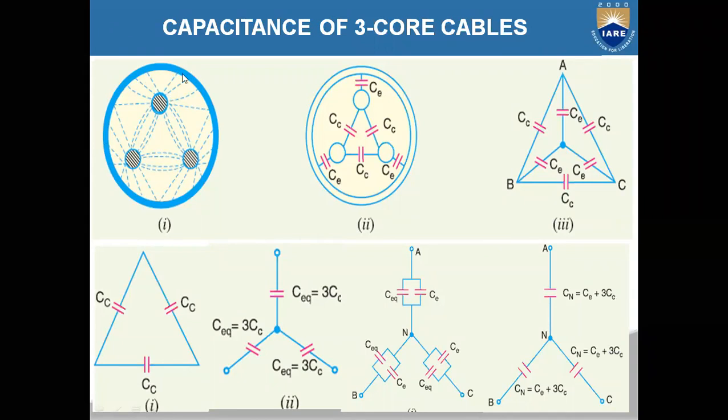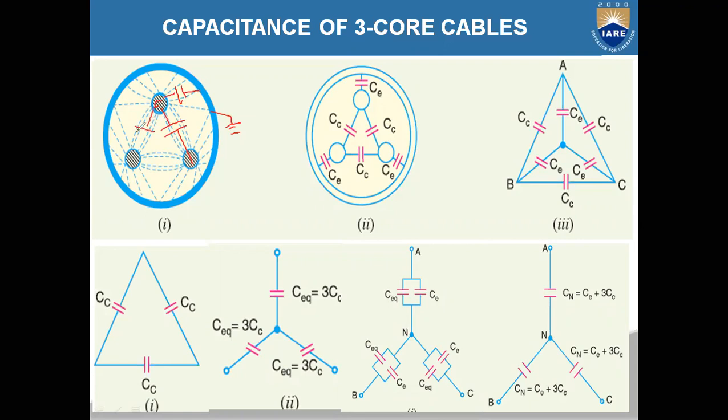In this figure 1, you have the 3 cores. Between core to core, you have the electrostatic flux, and at the same time between one conductor and earth. Earth in the sense here is the sheath. This outer sheath is connected to earth. So between this conductor and this sheath, which is connected to earth, you will have an electrostatic field. Because of these electrostatic fields, you will get 2 capacitances. One capacitance is between two conductors or 2 cores, and between one conductor and earth, you will also have some capacitance.